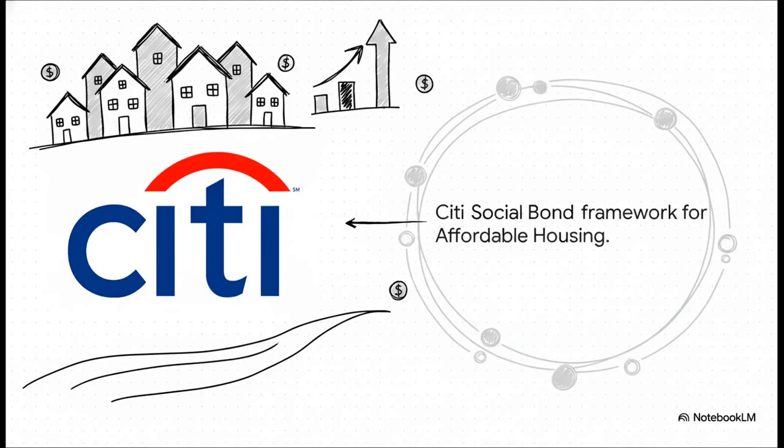But hey, we can't forget the S in ESG. Let's introduce social bonds next. Citi provides a prime example here with their social bond framework specifically targeting affordable housing. Affordable housing is broadly defined as housing where occupants pay no more than 30% of their income for gross housing costs. This specific Citi bond generates capital strictly for that vital purpose.